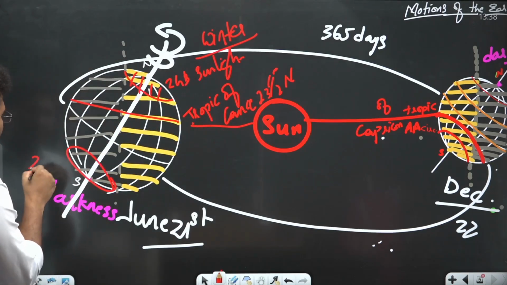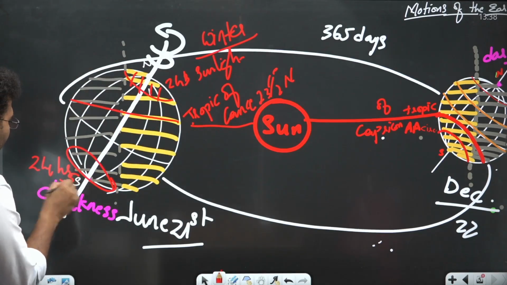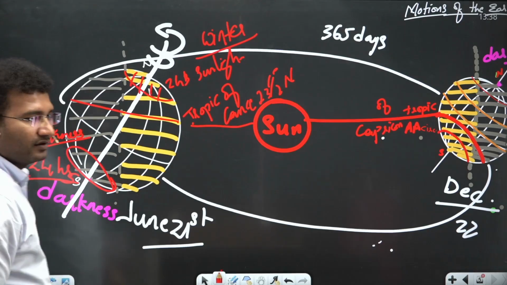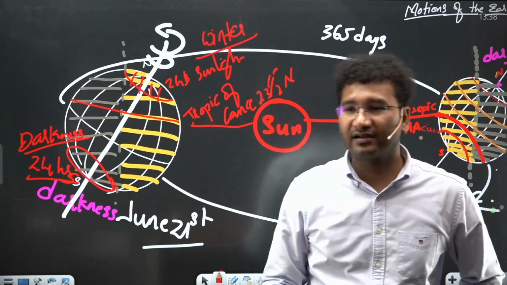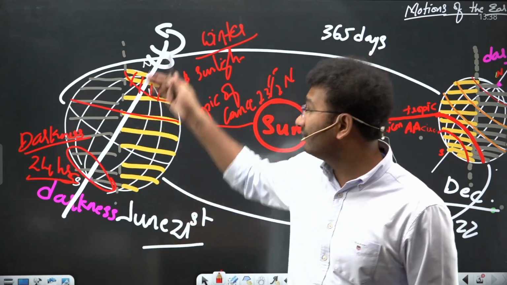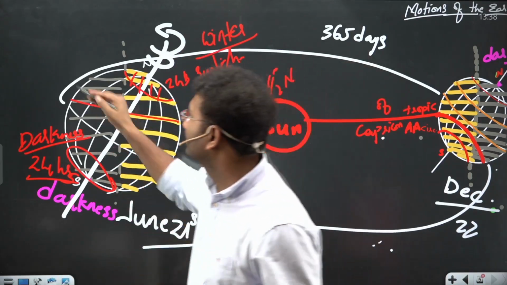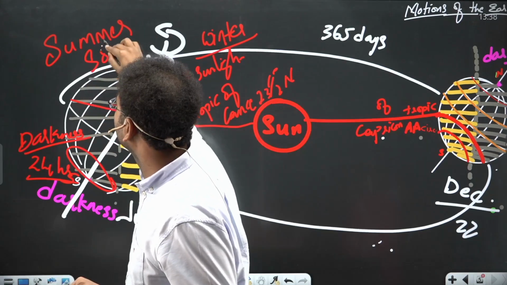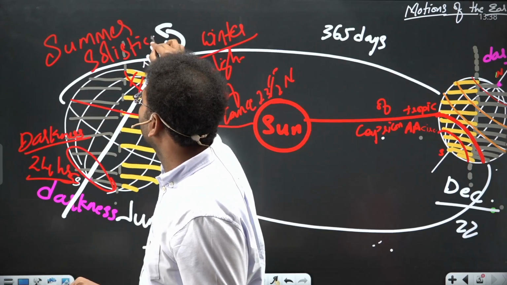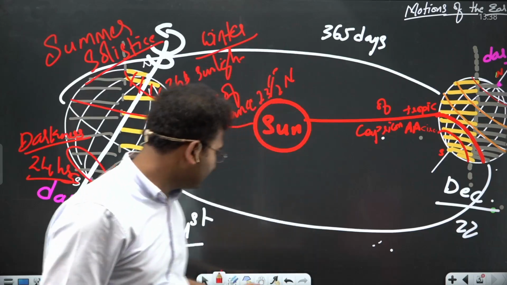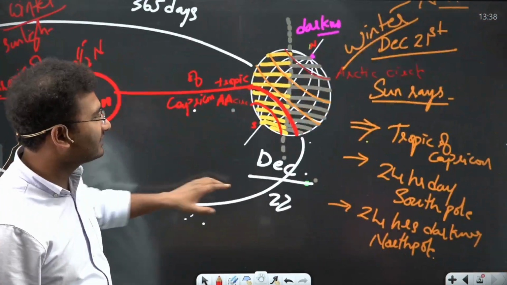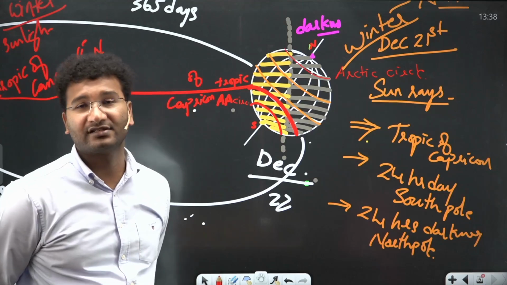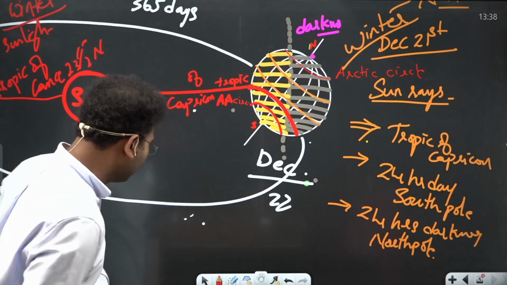This is 24 hours of darkness in the southern hemisphere, right? This 24 hours of darkness in the southern hemisphere, and we call this particular time period as summer, or this day as summer solstice, right? And we call this day, December 22nd, as winter solstice. On one side you have summer solstice, on the other side you have winter solstice.